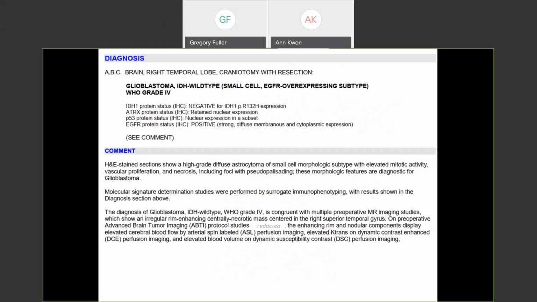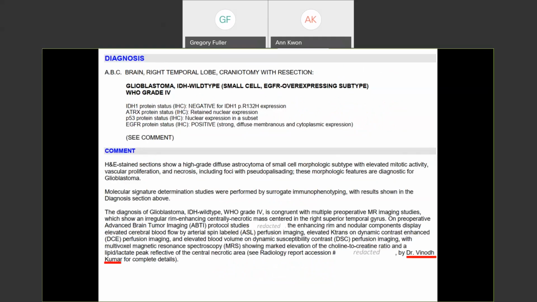All right, so ABTI, that's where we left off, and then I just described it. The enhancing rim and nodular components have elevated flow by perfusion, elevated K-trans on DCE, and elevated volume on DSC. With MRS showing marked elevated choline to creatine ratio and a lipid lactate peak in the necrotic area.